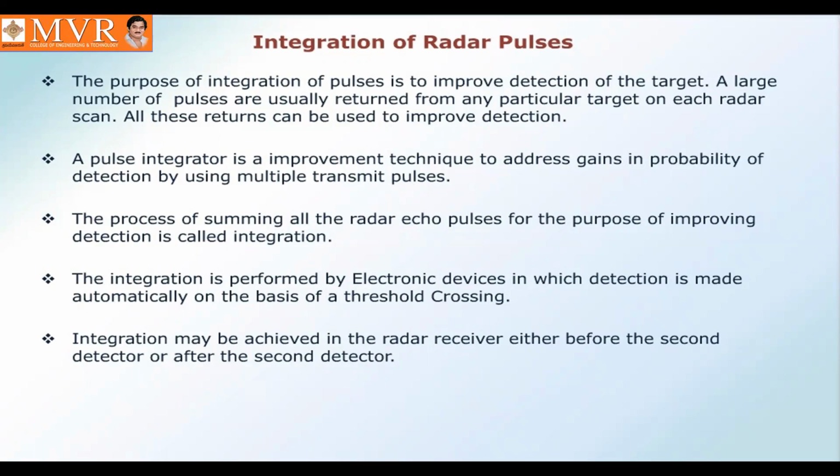If we consider only a single echo signal, it might be difficult to say whether a target exists or not. So we integrate all the echo signals, and then we can say there is a possibility of getting the output. The main purpose of the integration of the pulse is to improve the detection of the target. A large number of pulses are usually returned from any particular target on each radar scan, so all these returns can be used to improve the detection. A pulse integrator is an improvement technique to increase the probability of detection by using multiple transmitted pulses.